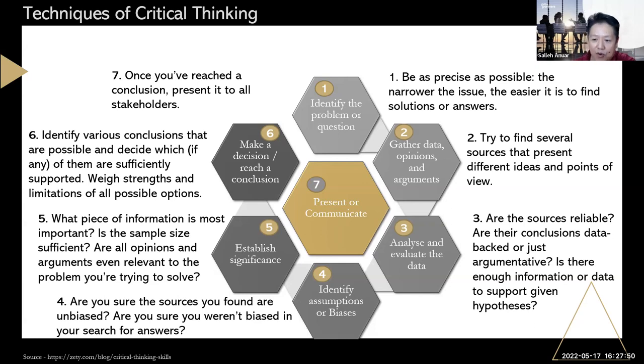Right. Number 4, if you start to identify your assumptions or biases, are you sure yourself that the sources that you got your information from, are they themselves free from bias, or what are the biases that they are dealing with? And were you even biased in your search for answers? Oh, I only like to read from this source, so I only read this. Okay. And then number 5, if you have established significance, what piece of information is most important?